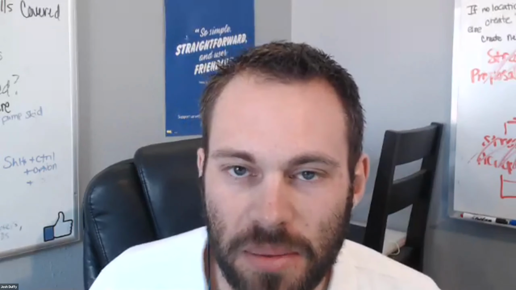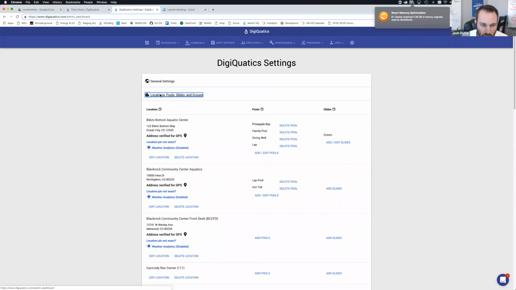The first thing that we're going to do, so when you log into your DigiQuatics account, you're always going to see the dashboard here. So to get to the time clock settings, you're going to go ahead and click on the gear icon in the upper right-hand corner. And then one of the fundamental pieces, I'll go through this a little bit quickly, but under locations, pools, slides, and groups, one of the things that you'll need to do initially if you don't have an account yet is to set up your different locations.